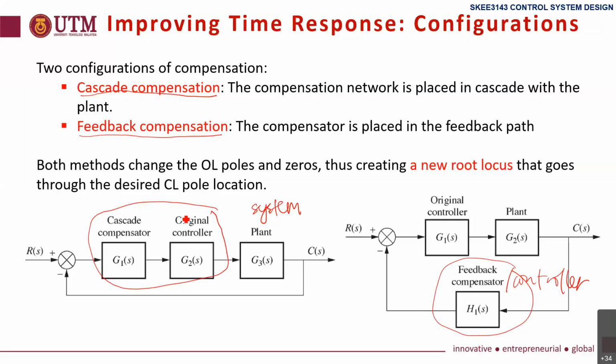I mentioned we can use two techniques, but in this subject we will use this one. In 3143, we will use the one which is in cascade. Although the other one can also be used, we will just focus on the cascade one. That means our controller will be in series with the plant or with the system.